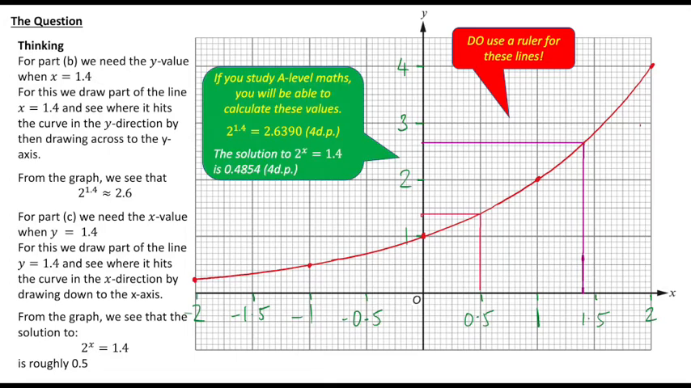Now, in fact, if you go on to study A-level maths, you'll be able to calculate these values, and it turns out that 2 to the power of 1.4 is 2.6390 to 4 decimal places, so that was reasonably accurate from the graph. And the solution to 2 to the power of x equals 1.4 is 0.4854, so again, reasonably accurate.